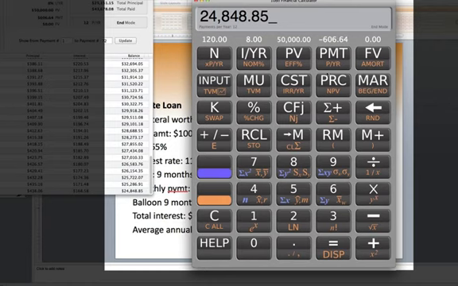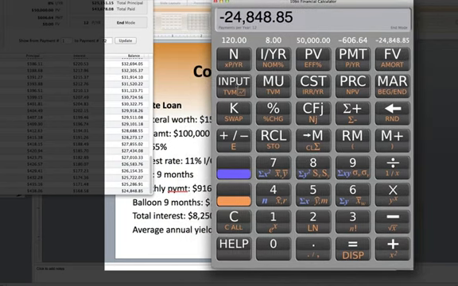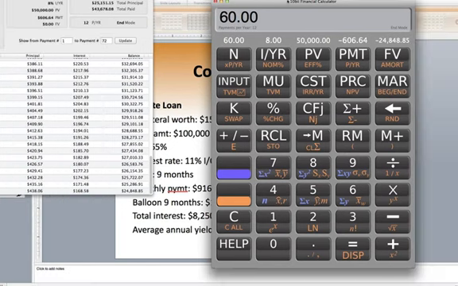and I'm going to make it a negative number because that's just what I always do to keep it straight in my head. Okay, let's say, then what is N going to be? It's only 60, right? I only got 60 payments of this 606.64 times 60, and at the end of that time I got the balloon of 24,848. Okay, and remember, what did I pay for this?